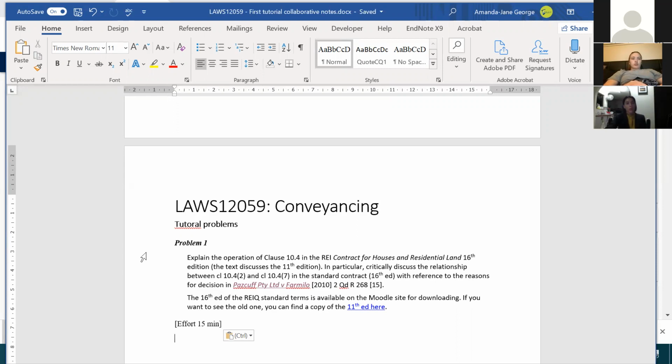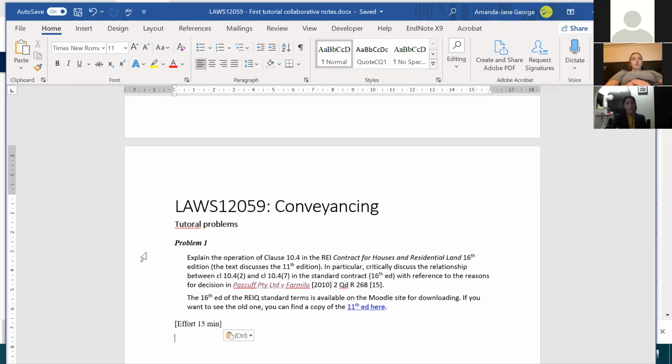Explain the operation of clause 10.4 in the REI contract for houses and land, 16th edition. Now make sure, people, you're all looking at the 16th edition, which is up on Moodle. Do not use the old outdated versions. The text talks about the 11th edition, but we'll be talking about the 16th edition when we're talking in our tutorials, okay?